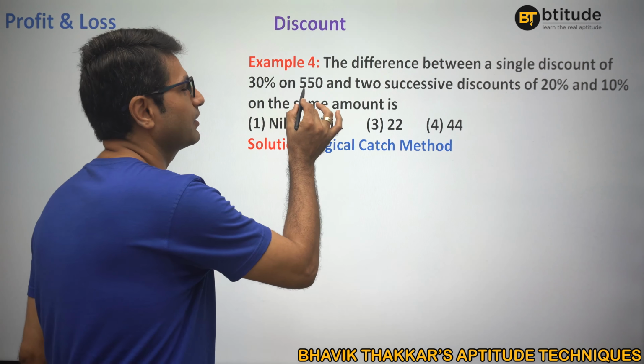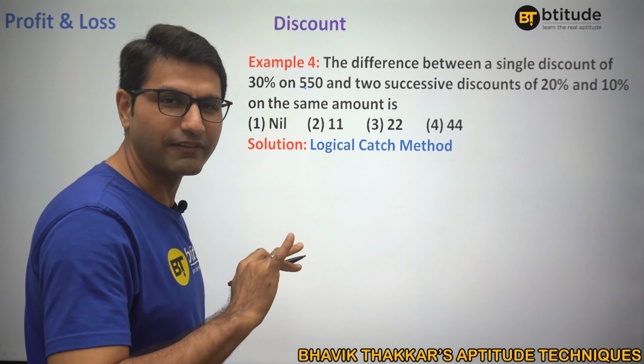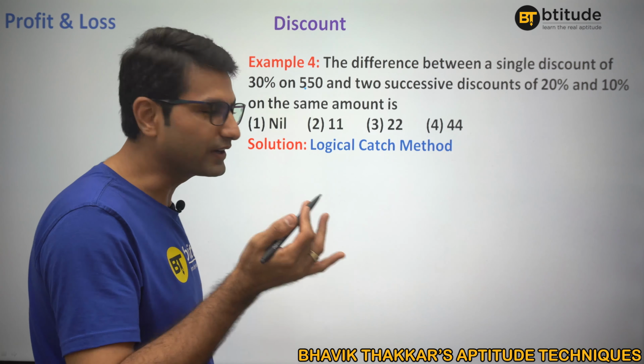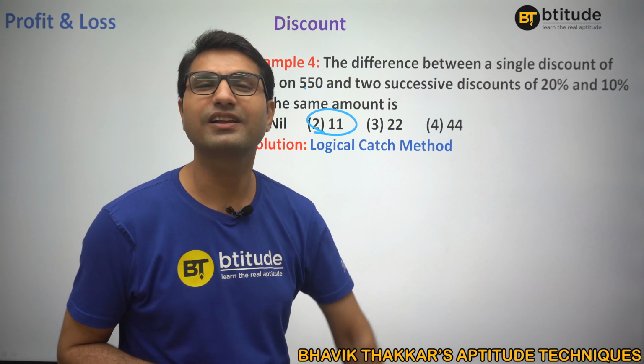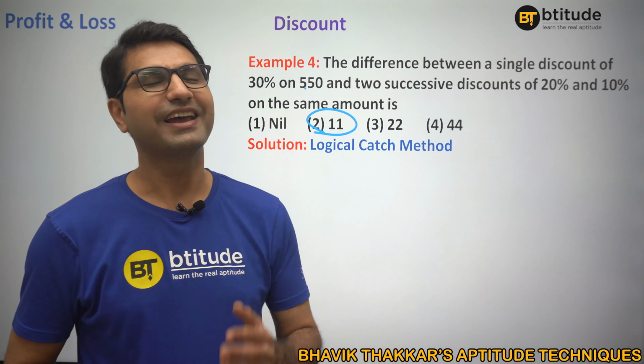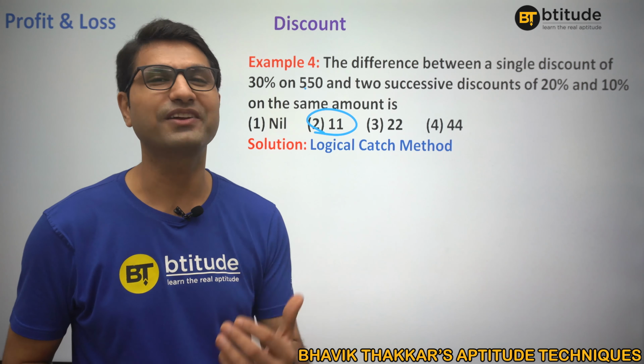2% is nothing but 1% will be 5.5, 5.5. So 2% will be twice of it, 11. That's about it. You hardly needed a pen with the logical catch method. Try the other 2 methods and then you will realize why this is the best method here.